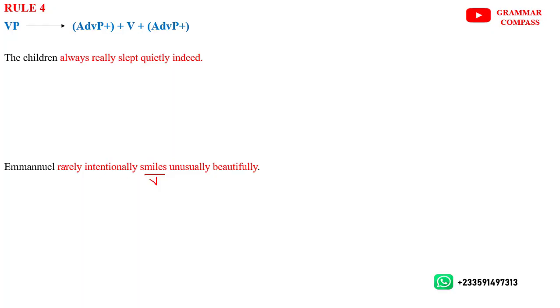Then we have these adverb phrases modifying and qualifying the verb head respectively. So first of all, we have rarely as the first adverb phrase modifying smiles. Also, we have intentionally as our next adverb phrase modifying smiles. We have unusually our next adverb phrase which is qualifying smiles. And then we have beautifully our next adverb phrase which is also qualifying smiles.